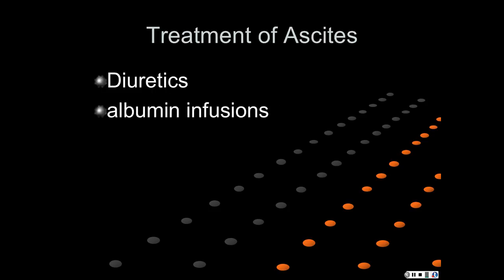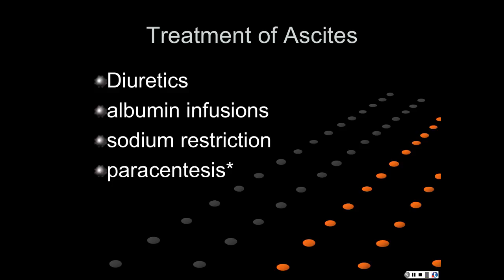Okay, you have to think about ascites, use of diuretics, which you already know. But they can also get infusions of albumin. They also need to go on sodium restriction, right? Anytime that you have ascites, fluid is being retained, sodium needs to be restricted.